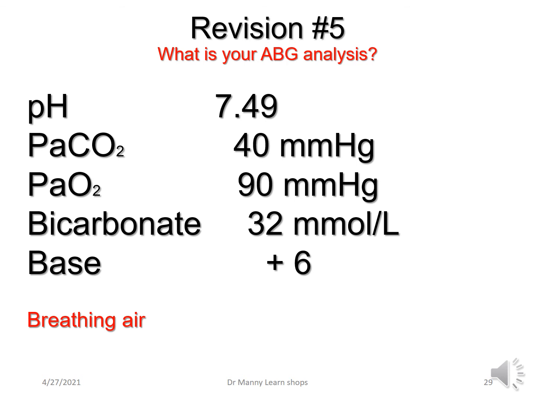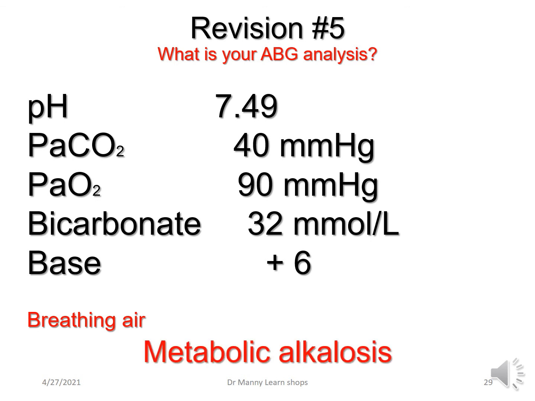But the bicarbonate is abnormally high. It's more than 28 millimoles per litre. And the base deficit, which is really the base excess, is +6. So pH saying alkalemia, bicarb and base saying alkalemia, there's a metabolic problem. For some reason you're retaining bicarbonate. You have a metabolic alkalosis.